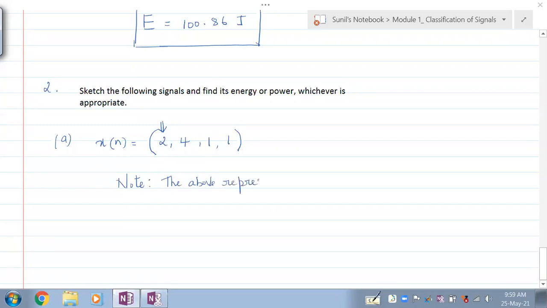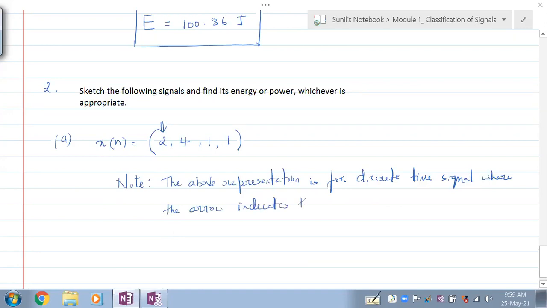representation is for a discrete time signal, where the arrow indicates the zeroth sample, or n equal to 0 sample.